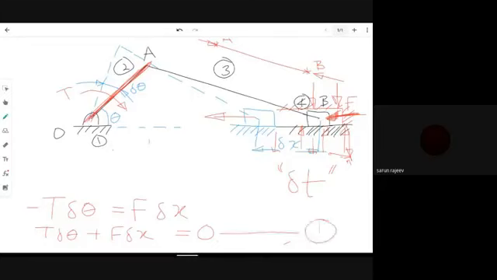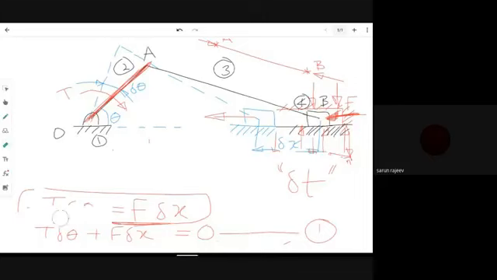Now, what is equation number 1? T delta theta plus F delta x equal to 0. How did you obtain that? We know the total work done for this system is minus T delta theta plus F delta x. So, work done is 0 if the displacement is infinitesimally small, or a virtual displacement. That is the principle of virtual work. Now, applying the principle of virtual work, we arrive at equation number 1.